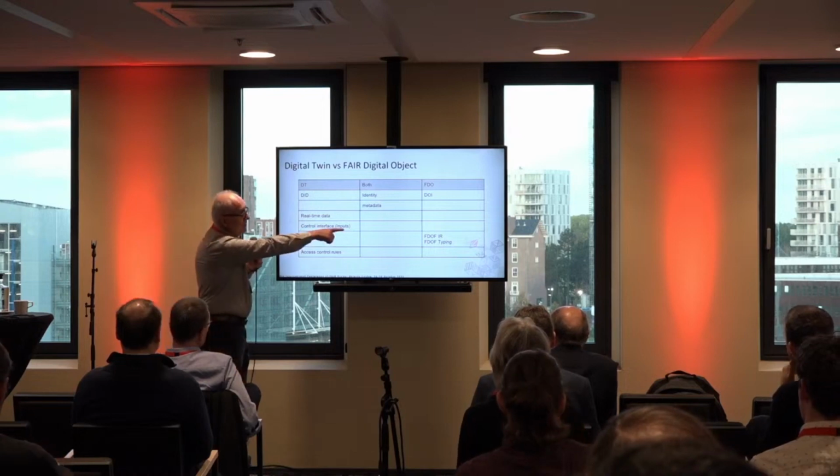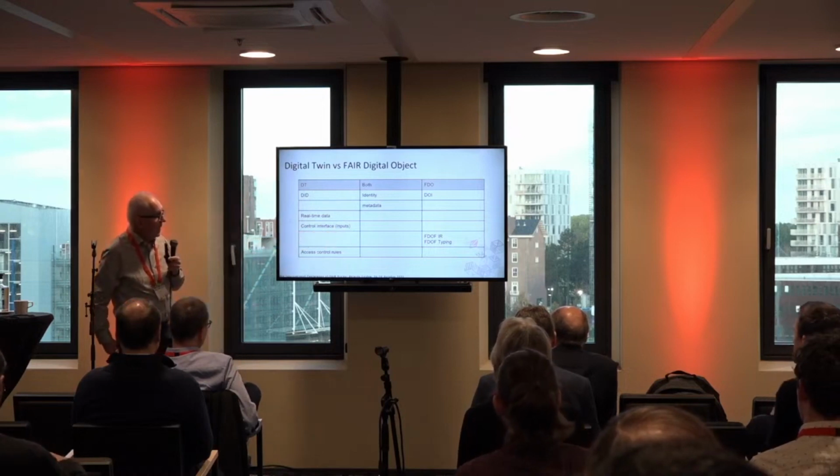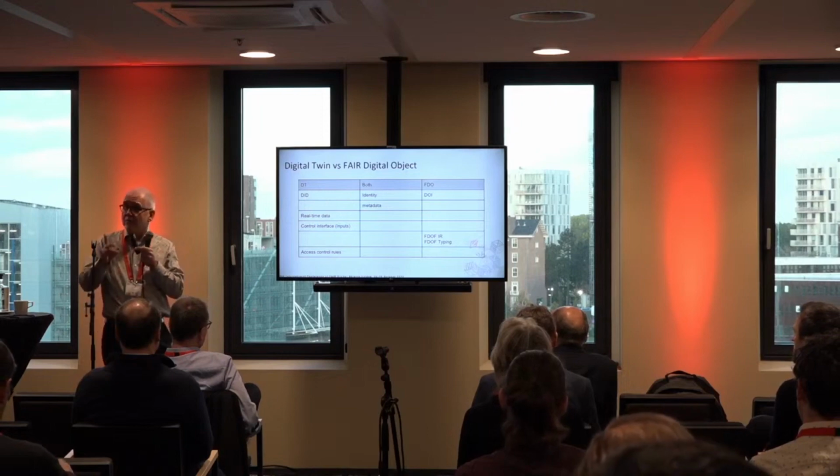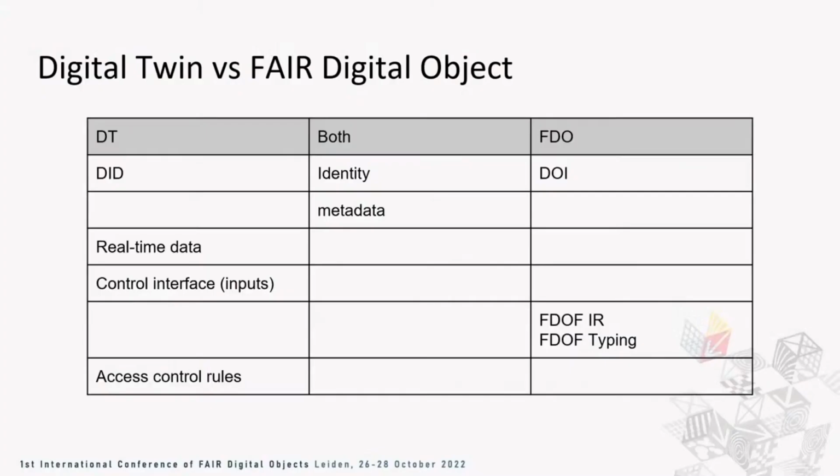We can do real-time data and we can do control interfaces. This is where we can tell digital twins to do something, turn down, turn up as well if you want to. The FDO, I can't remember what the IR was now. That was the identity record or something, wasn't it? And the typing, well, isn't that just more metadata? And we can all do metadata anyway, so that's fine.